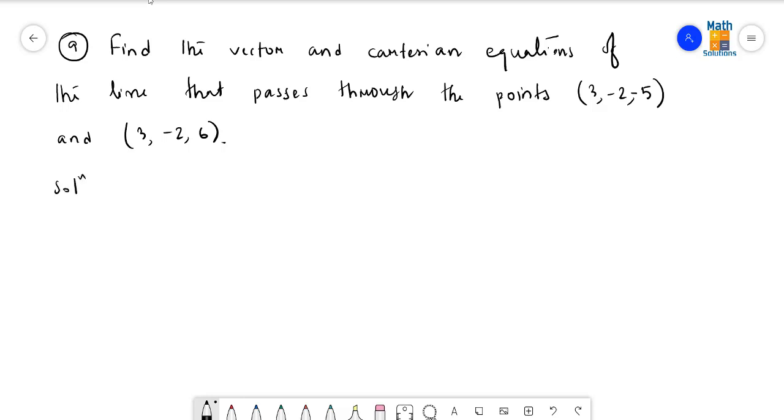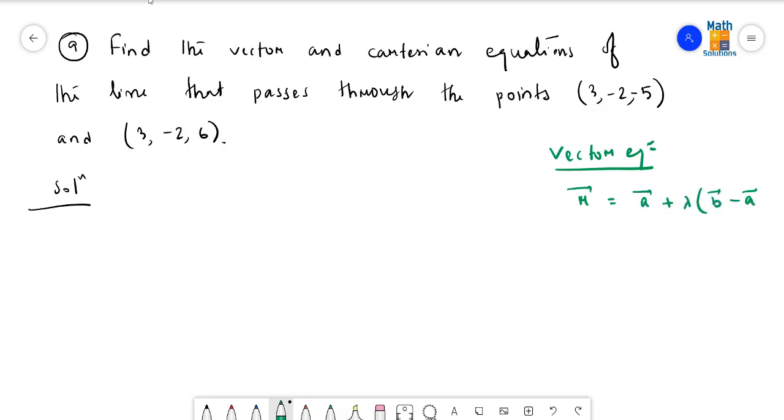Coming to the solution part, what do we get? Find the vector and Cartesian equations of the line that passes through the points 3, minus 2, minus 5 and 3, minus 2, 6. Here two things you need to know. The vector equation could be found using this formula. In such cases where 2 points are given on the same line, the vector equation is vector r equal to vector a plus lambda times vector b minus vector a. Here vector a is the position vector of the first point, and vector b is the position vector of the second point.